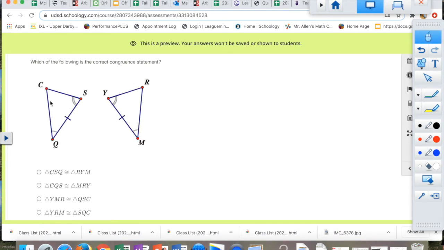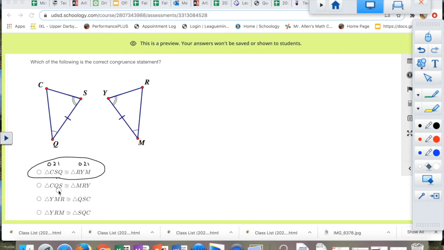So let's see how they're named. We got CSQ. So I'm just looking at the arcs. So I got 0, 2, 1. So this was 0, 2, 1, RYM, 0, 2, 1. So this is the correct one I'm going to go with. But I'm going to check these other ones.